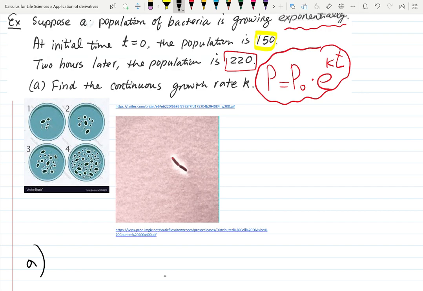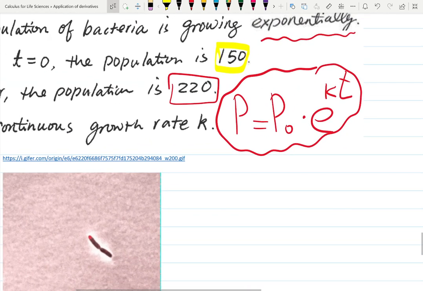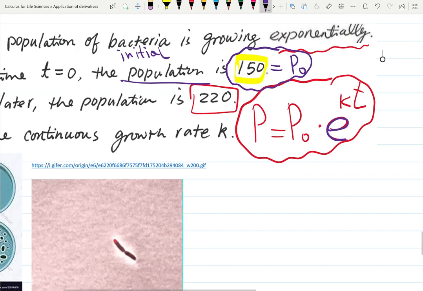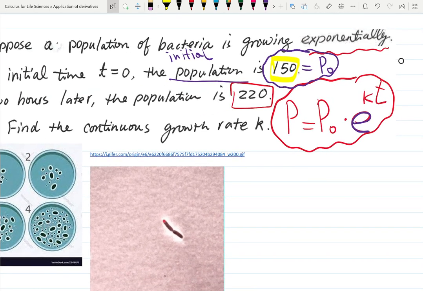What should we plug in? What do you think is given here? What do you think 150 is? P0, P sub 0. How can you justify it? It says initial population. Thank you. It is the initial population, usually called IV, initial value. So that's the initial number, and that's going to be my P0. Then, don't touch e, e is e, so that should be fixed. Anything else can be given or not. What is 220?